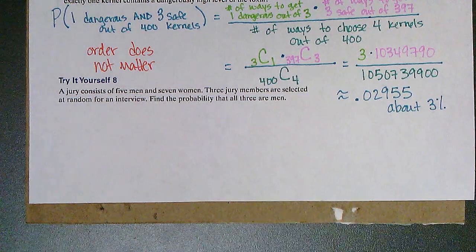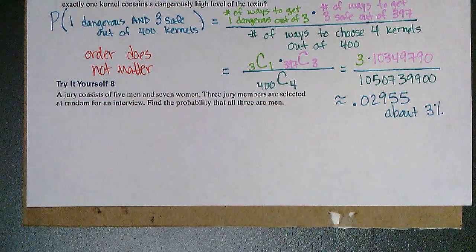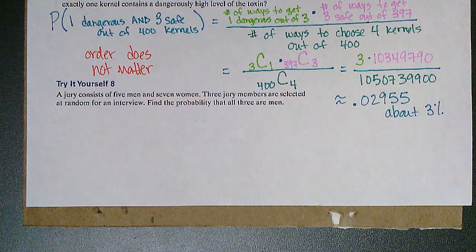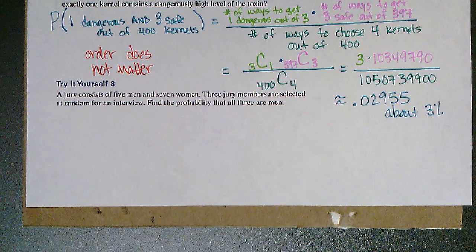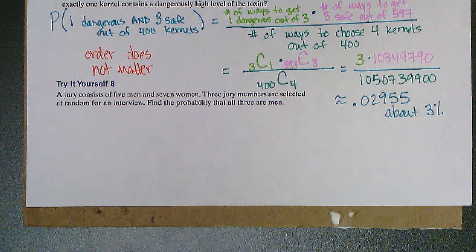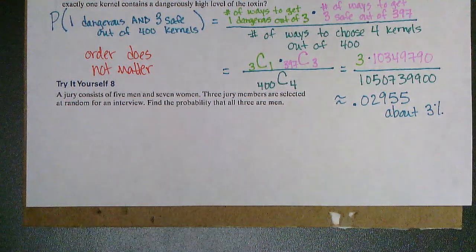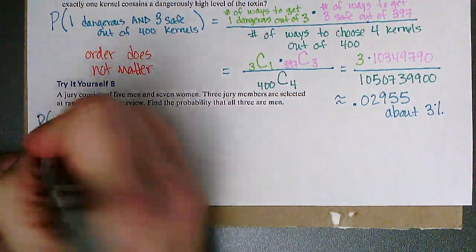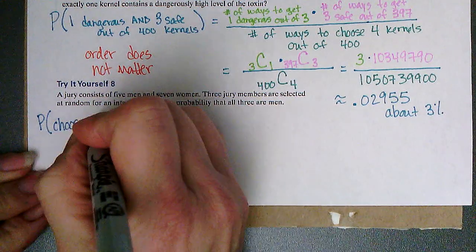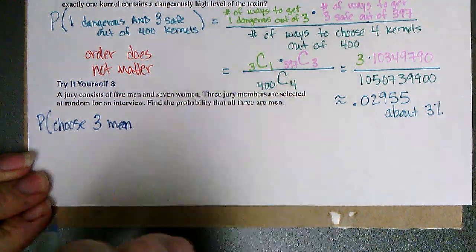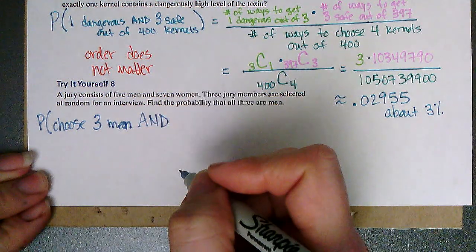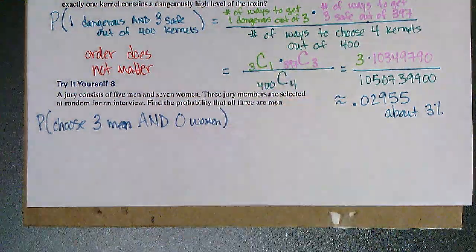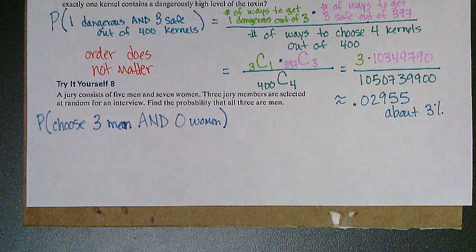Okay, here's another example that's going to be similar to that. So a jury consists of 5 men and 7 women. 3 jury members are selected at random for an interview. Find the probability that all 3 are men. So we want to find the probability that when we choose 3 members, we choose 3 who are men, not mean, men, and we choose 0 women. So we're choosing 3 men and 0 women.